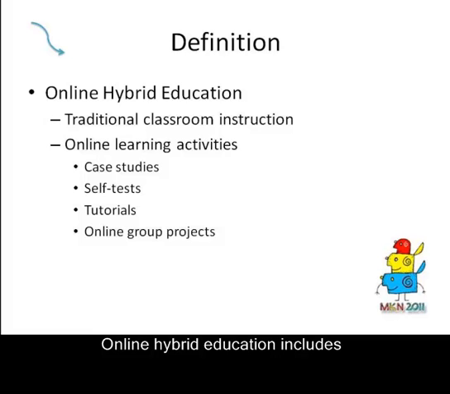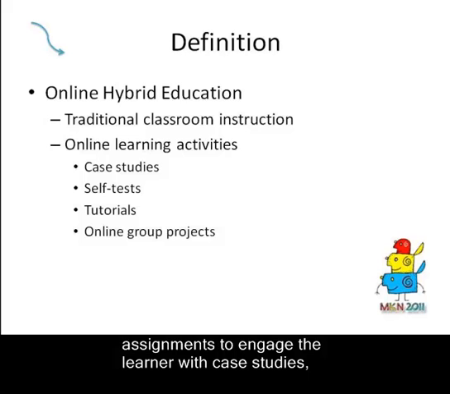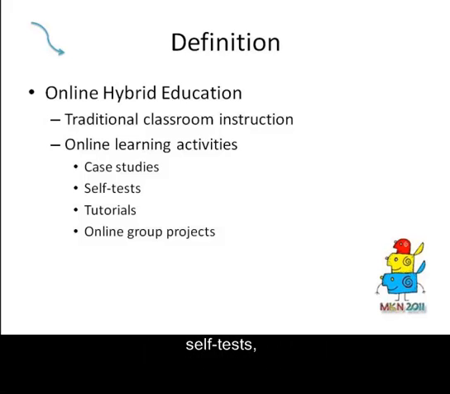Online hybrid education includes traditional classroom instruction. For example, each quarter includes 3 face-to-face classroom meetings. Online learning activities include assignments to engage the learner with case studies, self-tests, tutorials, and online group projects.